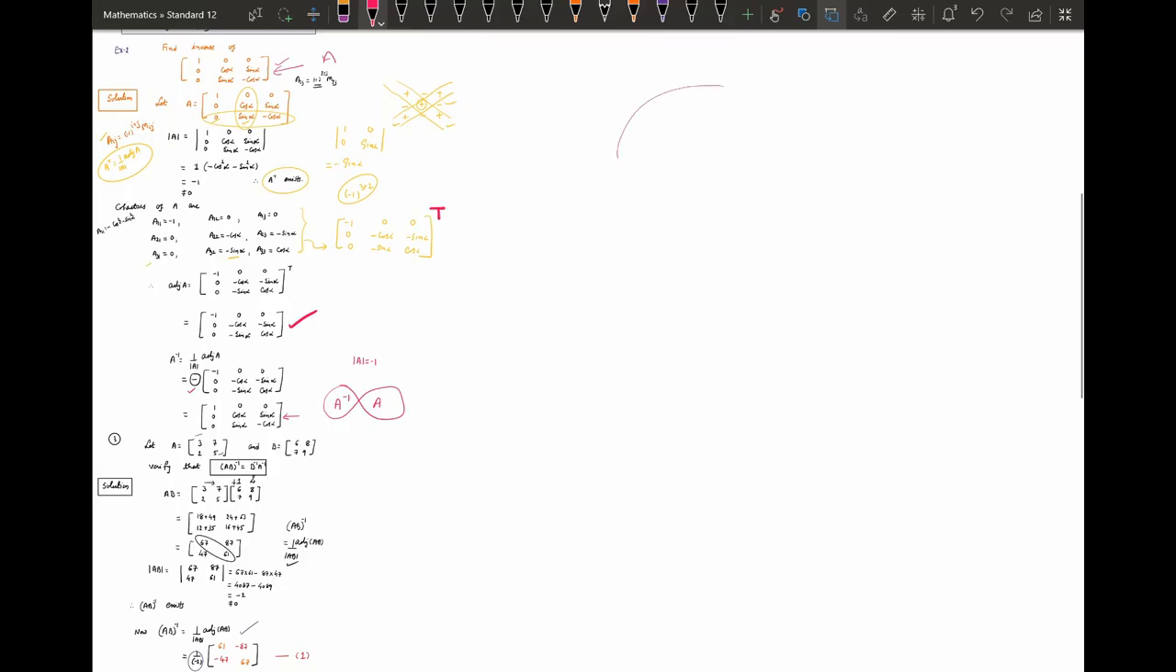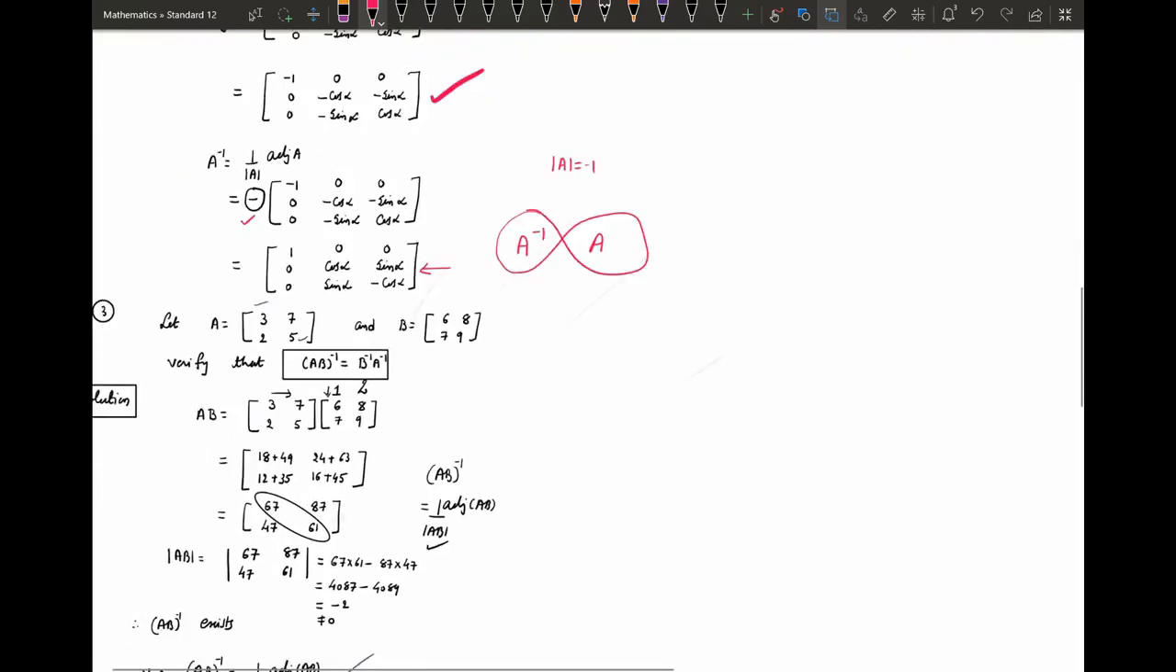So there may be a question of the form: for a given matrix A, prove that A equals A inverse. So that is one of the same. Evaluate A inverse.